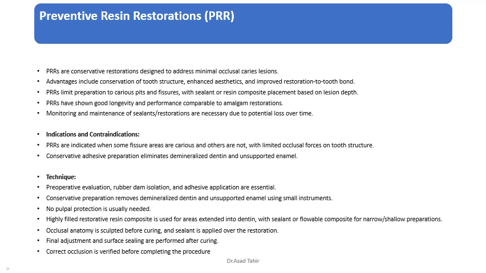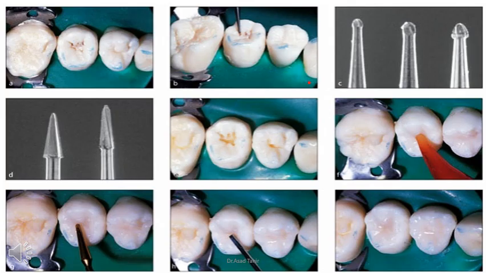Restorative resin composite is used for deeper areas, while sealant or flowable composite is used for shallow preparations. Occlusal anatomy is sculpted before curing, and sealant is applied over the restoration. Final adjustments and surface sealing are done after curing, and occlusion is checked. In essence, PRRs offer a conservative approach to treating minimal occlusal caries lesions, preserving tooth structure while providing aesthetic and functional benefits.